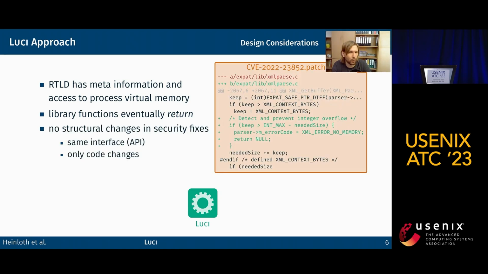And finally, when investigating common bug fixes, it turns out that structural changes are very rare. They usually only add code for additional checks, like this example of an Expat CVE fix shows on the right. Well, in fact, only adding code is true for all fixes of the previously shown Expat vulnerabilities.